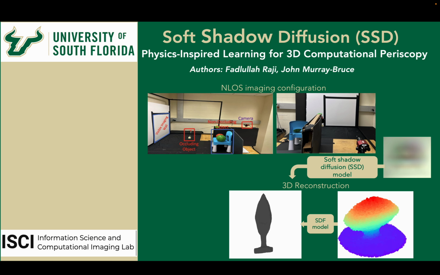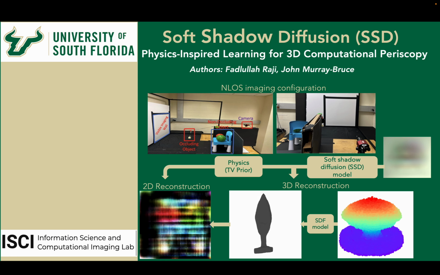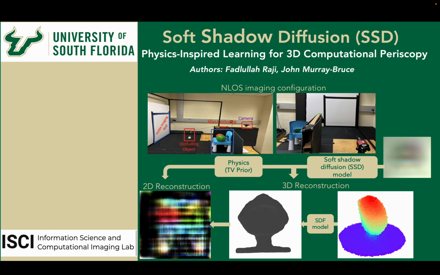We now predict the mesh using a signed distance field model. Finally, using a physics-based optimization algorithm and a total variation regularization, we combine the 3D mesh and 2D soft shadow photograph to reconstruct the 2D image of the non-occluding component in the hidden area. Now, let us see the theoretical formulation and principle behind this work.